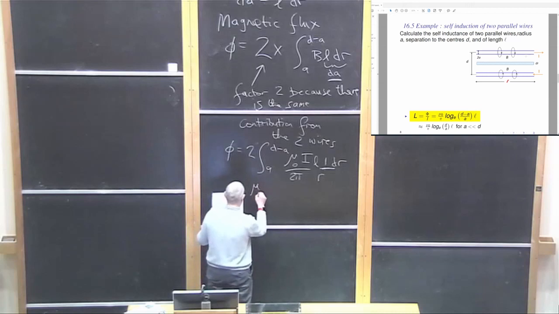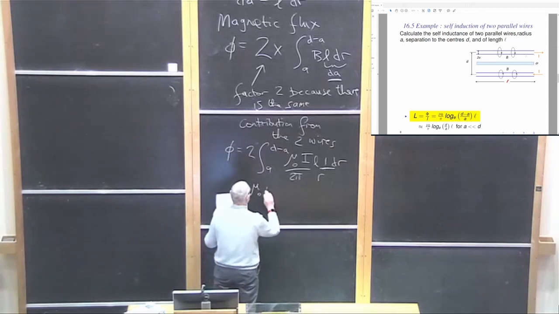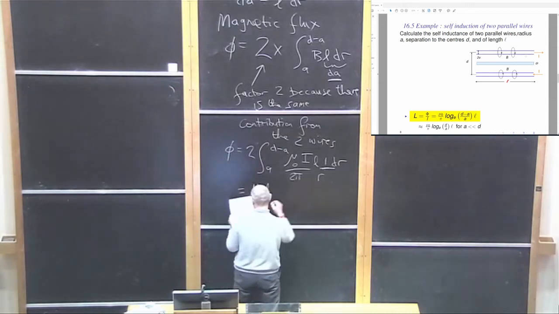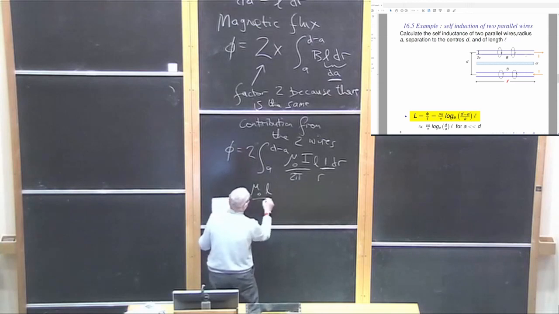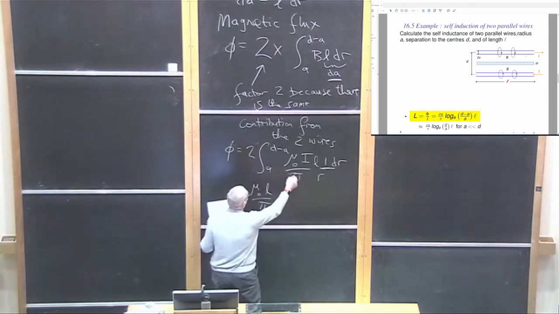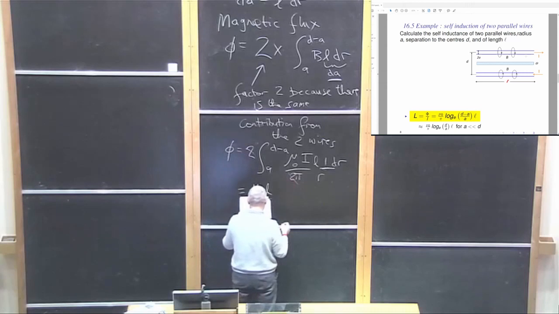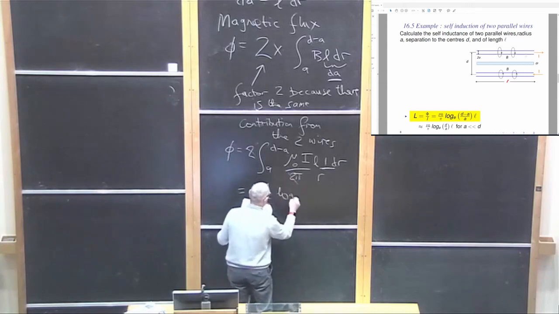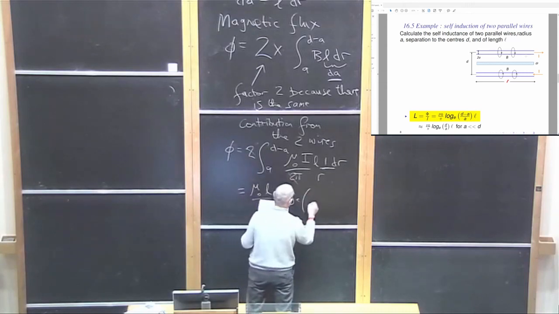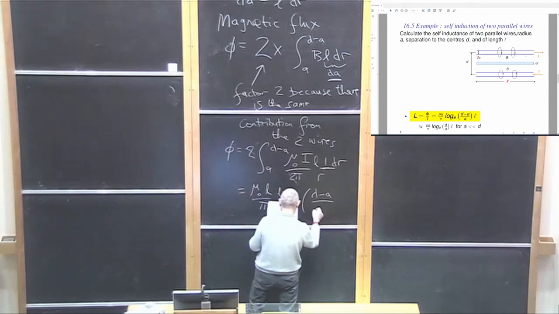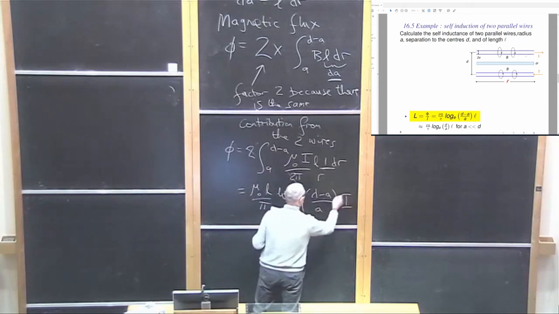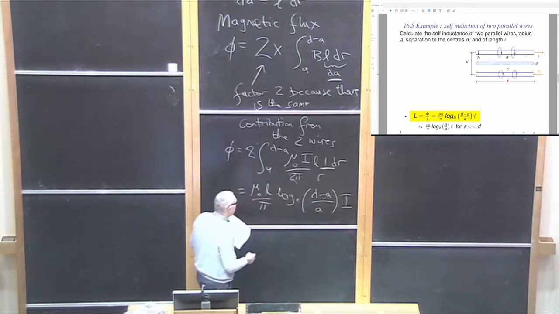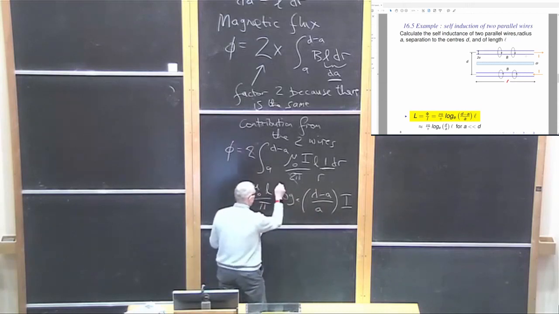and of course I get a logarithm. Mu naught L over pi. The 2's cancel, and log to the base e of d minus a over a, times I. The I, of course, is not in the logarithm.